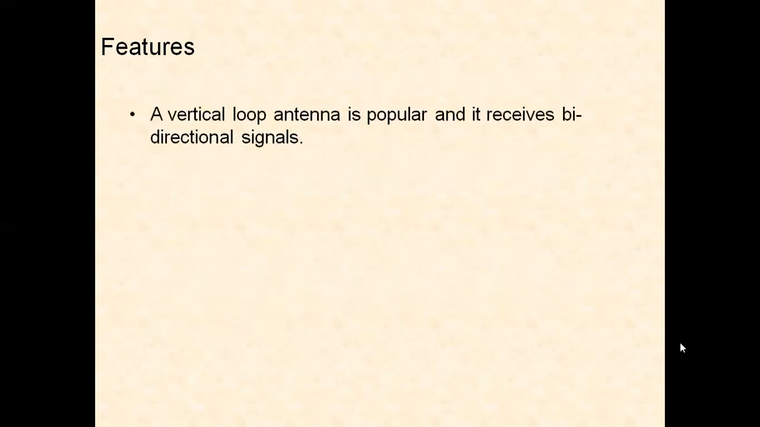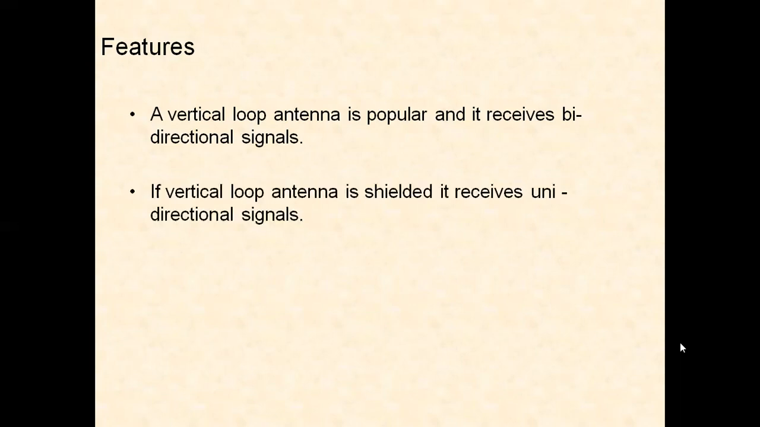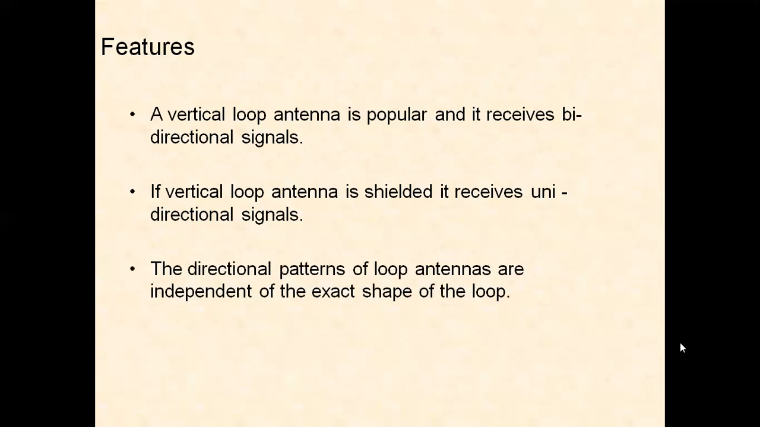A vertical loop antenna is popular and it receives bidirectional signals. So normally we place the antenna vertically, hence it is receiving bidirectional signals. If the vertical loop antenna is shielded, it receives unidirectional signals. If you want bidirectional reception, the vertical antenna should not be shielded. When it is shielded, the vertical loop antenna receives unidirectional signals.